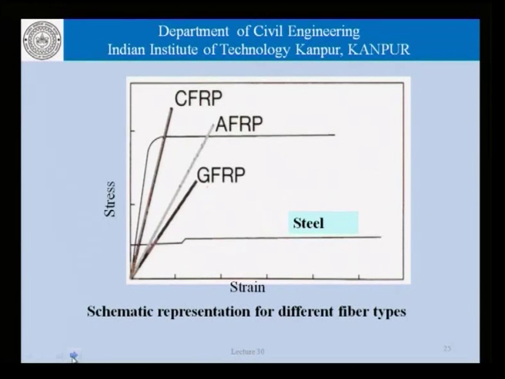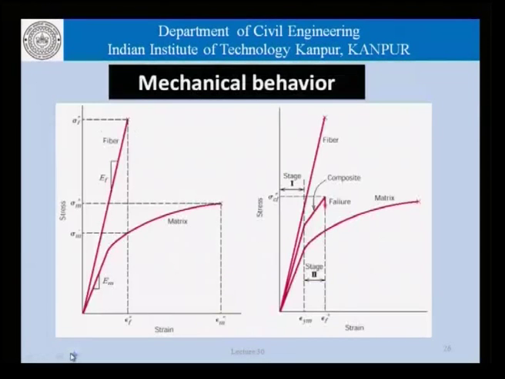And once again, this is a comparison of the carbon and the aramid glass compared to steel, and we can see that as far as aramid glass is concerned, they are again softer than carbon, and therefore, as far as steel is concerned, they become even more soft.